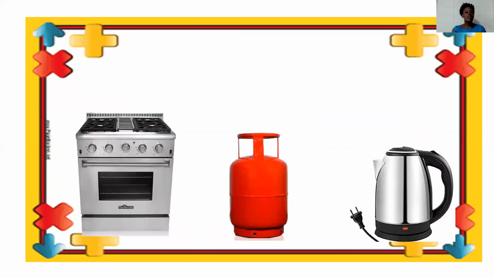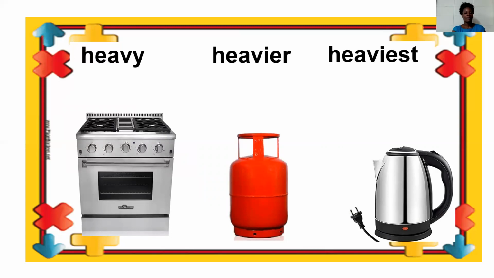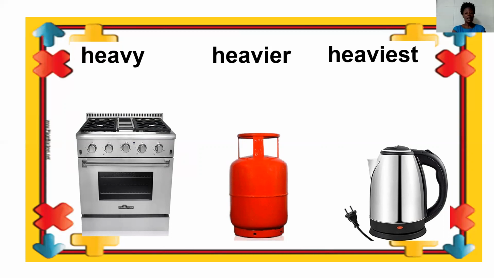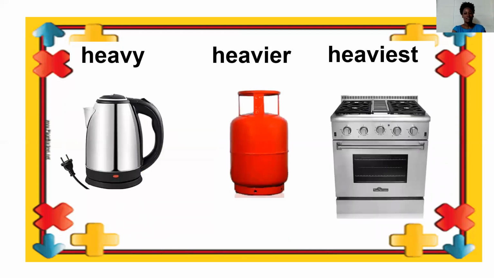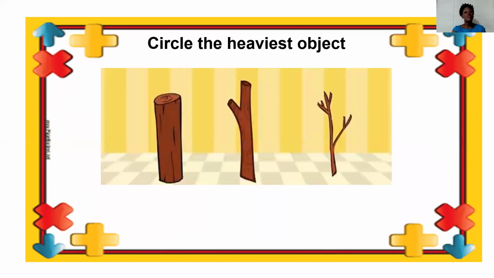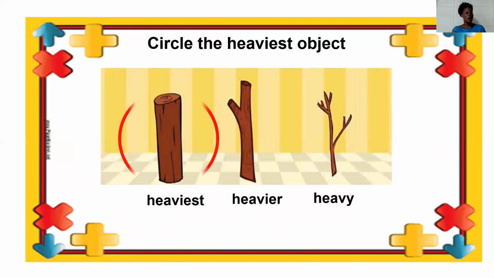Okay, let us do another one. Our three items are a stove, a cylinder, and a kettle. The kettle is heavy, the cylinder is heavier, and the stove is the heaviest. Now let us circle the heaviest item in this activity. Is this the one you chose? Good thinking.